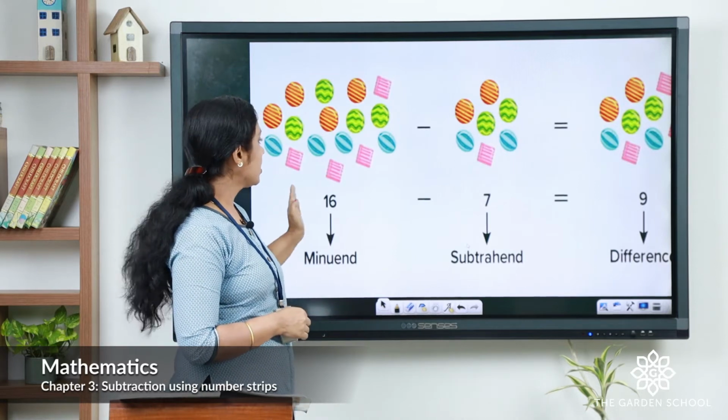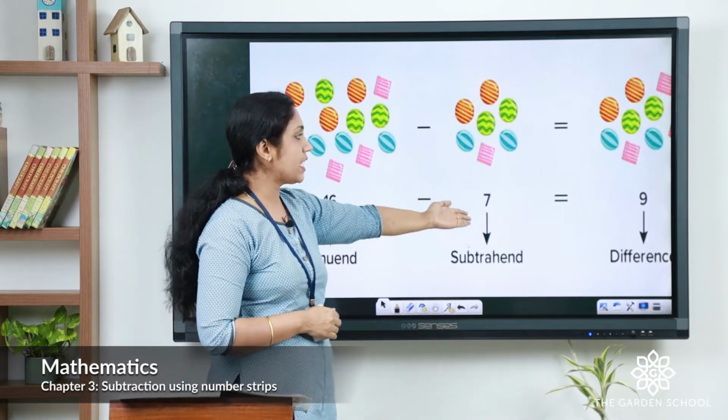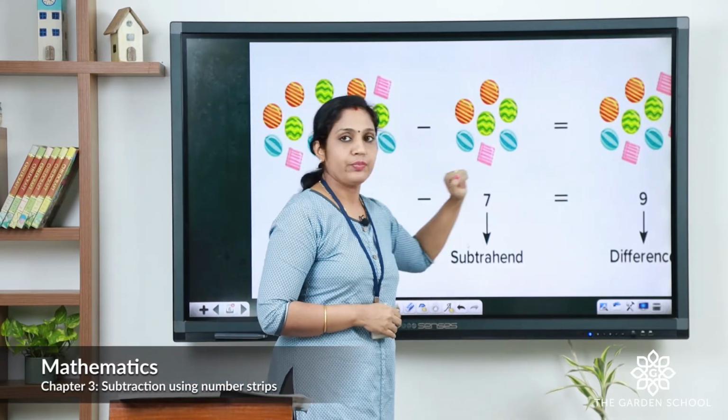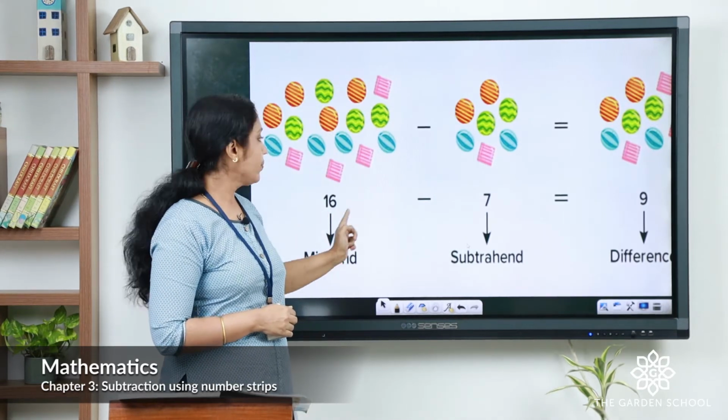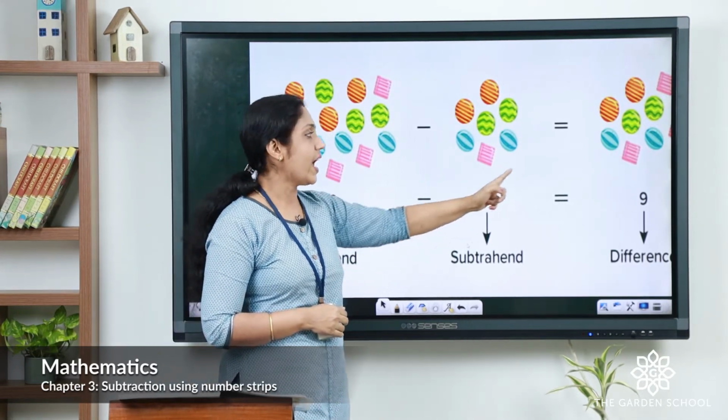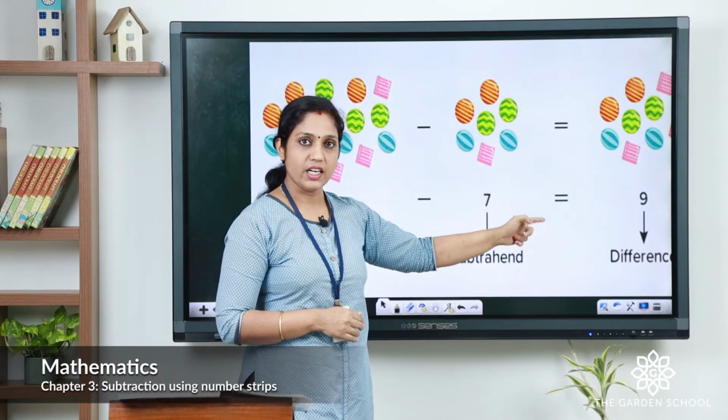You can see here 16 minus 7 is equal to 9. 16 is the minuend, 7 is the subtrahend, and 9 is the answer, and that is the difference.